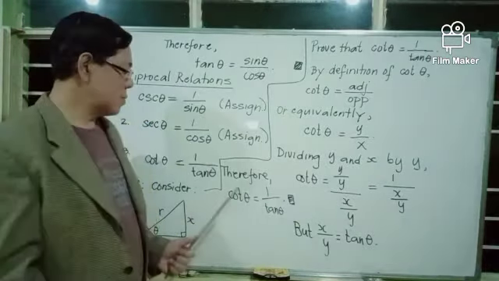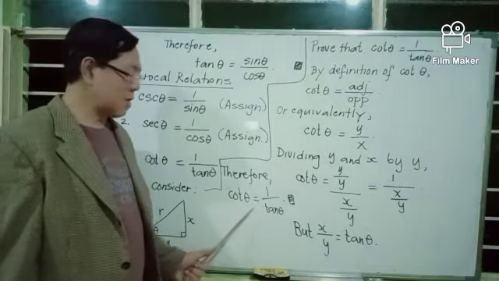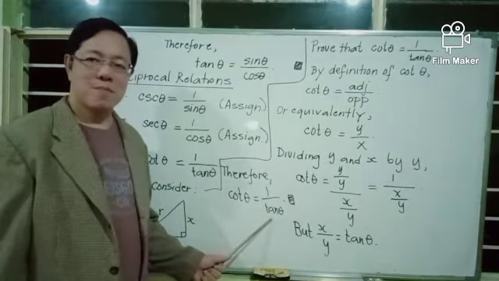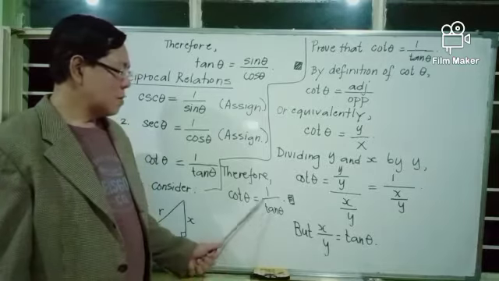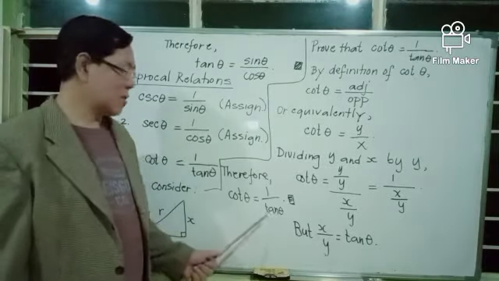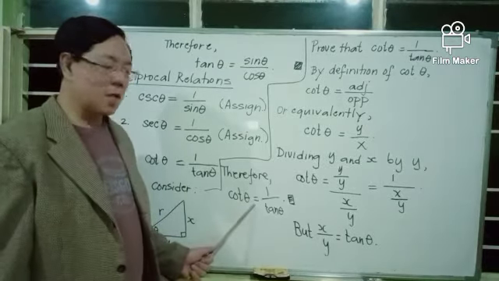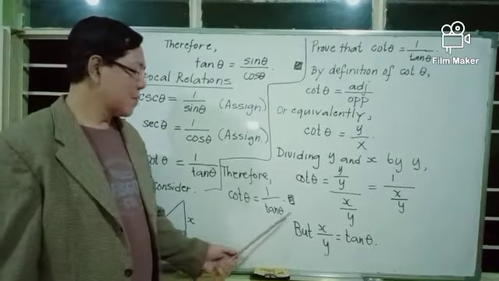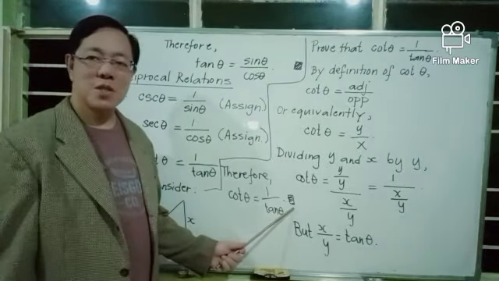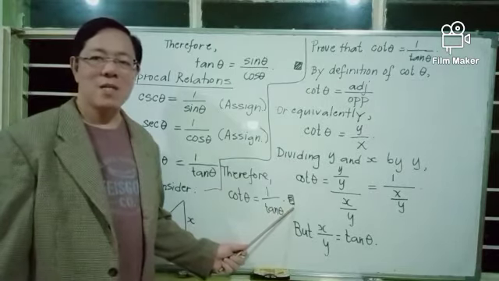We have shown, therefore, that cotangent theta is equal to 1 over tangent theta. And this shaded box indicates the end of the proof.